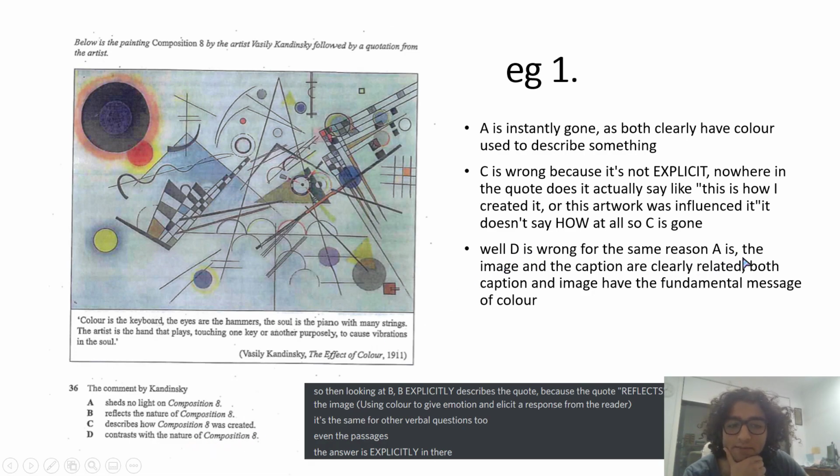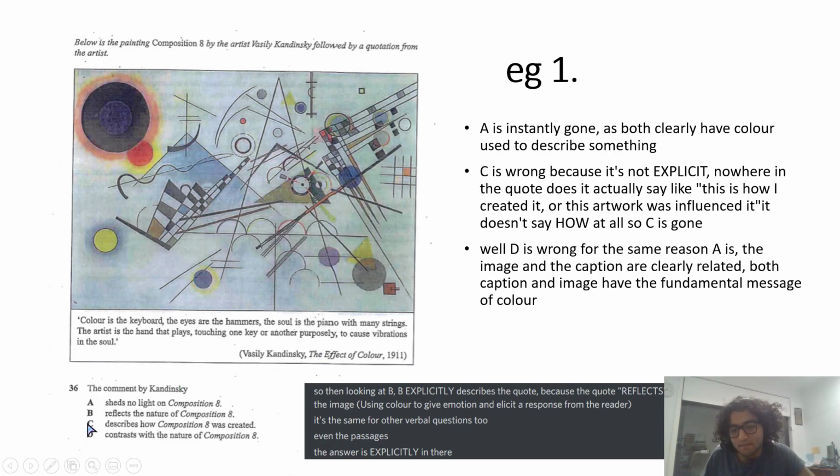D. Does it contrast with the nature of Composition 8? Well, D is wrong for the same reason A is. It doesn't contrast with the nature of Composition 8, because Composition 8's nature is that color. That was the central idea of the painting, right? So when we looked at the painting at the start, we looked for the central idea, and that central idea was color, right? Because we've got all these abstract shapes, but then we've got all this color. This color really gives it meaning, and that's what the caption is about, right? So the image and the caption are clearly related. Both caption and image have the fundamental message of color.